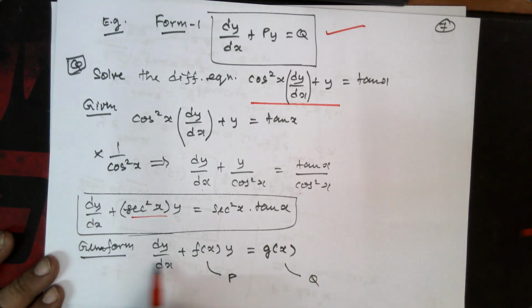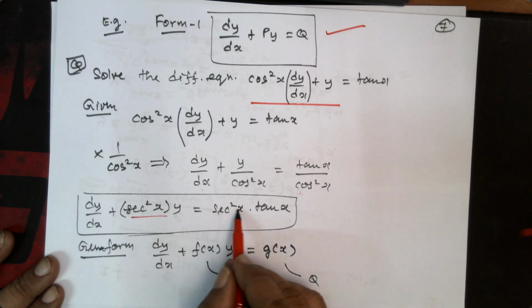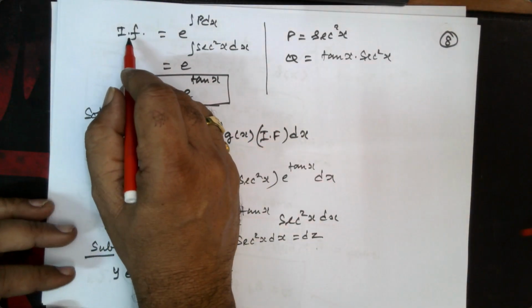Now the general form is given here. dy by dx plus f of x of y, which is nothing but py, that is equal to g of x, which is nothing but q. Now tell me, what is p? Secant squared x. What is q? Secant squared x tan x. Okay, right. Now we have to find out the integrating factor.